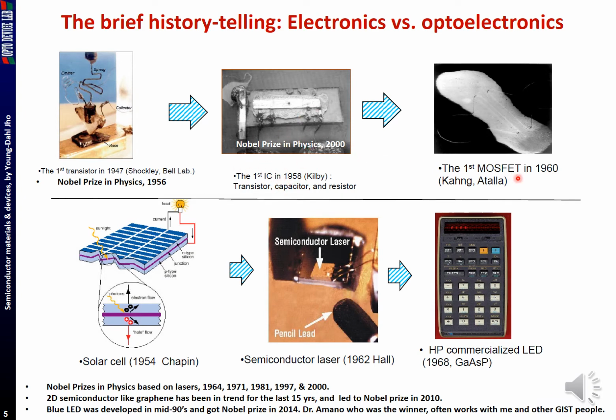And then there comes the MOSFET in 1960. This is actually a very practical device which is being used for modern day electronics. Any CPU of your computer is based on MOSFET. So this is actually the backbone of computing nowadays, the backbone of AI or machine learning, for example.